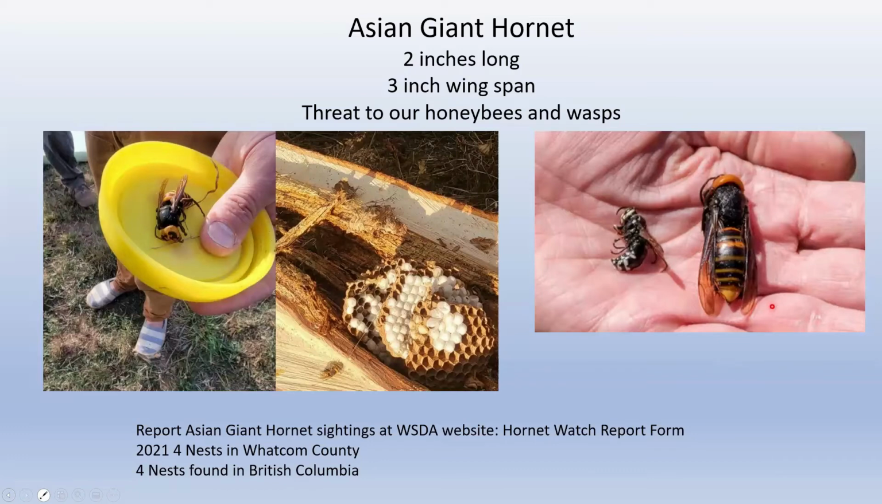It will find a hive and one by one take off the heads of every single bee. Beekeepers have found, they walk out one day, piles of dead bees with no heads. And so they're just really, really predatory and territorial. They make their nests inside trees, and just really a big deal. It could be a really big problem. So 4 nests were found in Whatcom County and 4 nests found in British Columbia in 2021.